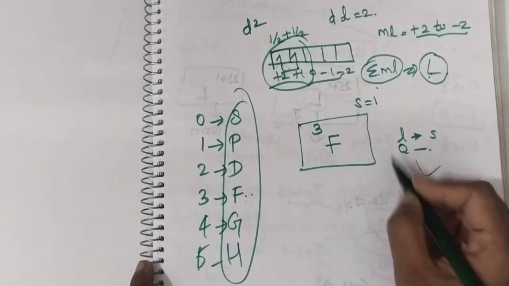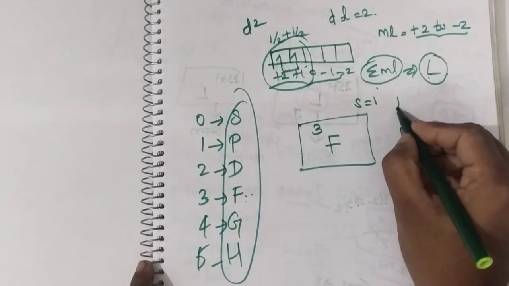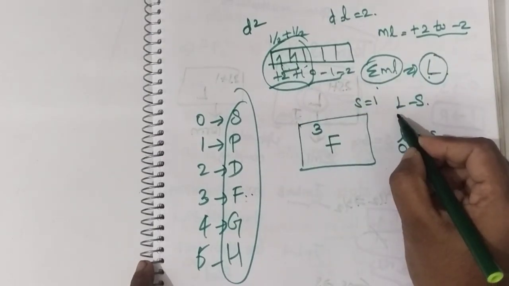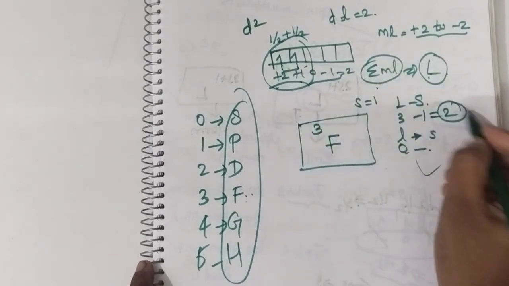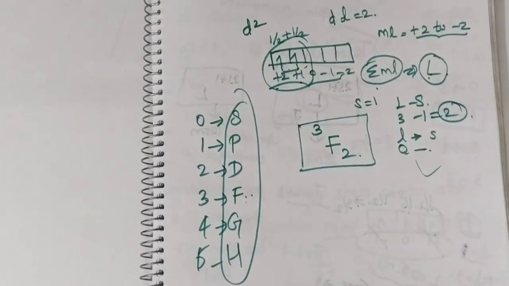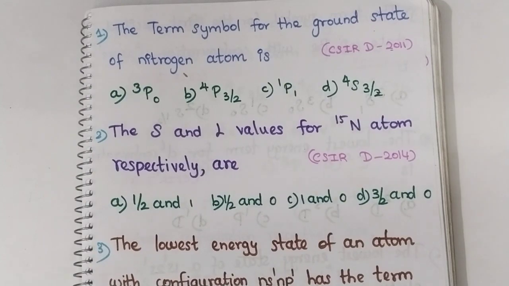Now in order to get the J, here it is less than half filled. So L minus S. Here the L value is 2 plus 1, 3, and the S value is 1. So we will get 2. 2 is the J value. This is the term symbol. This is how you have to find out. Let us solve these questions. See, it is very simple.